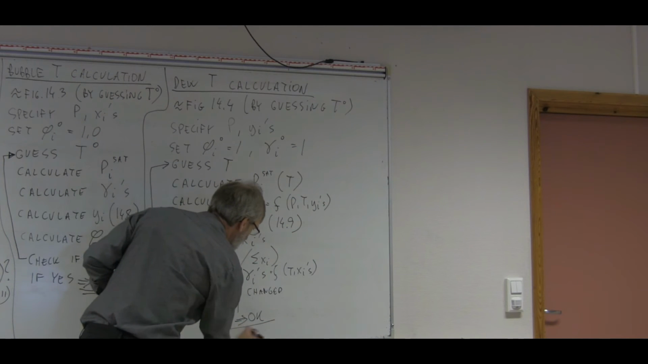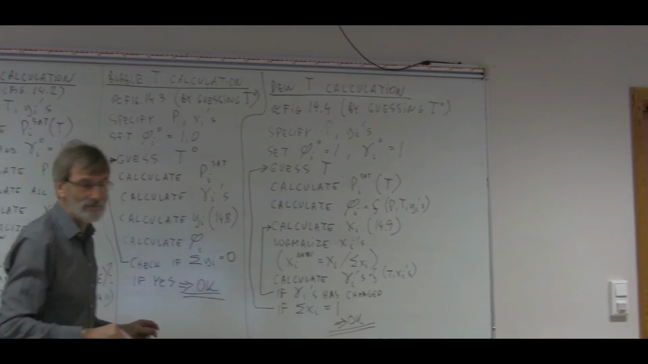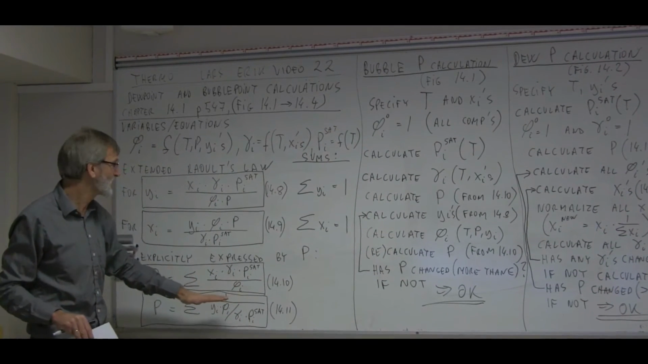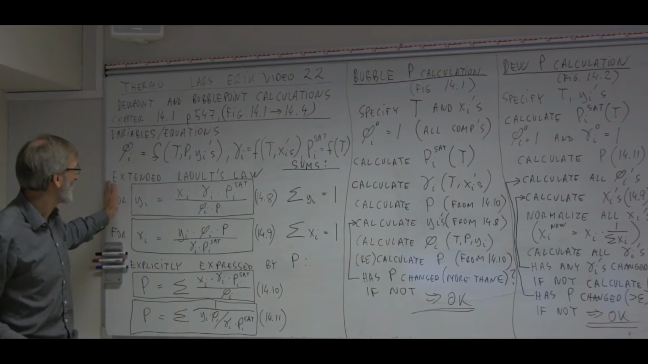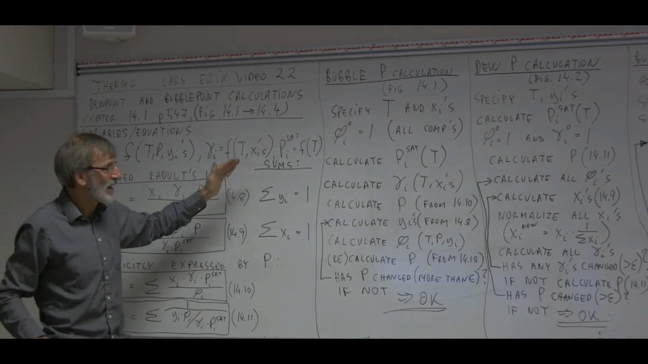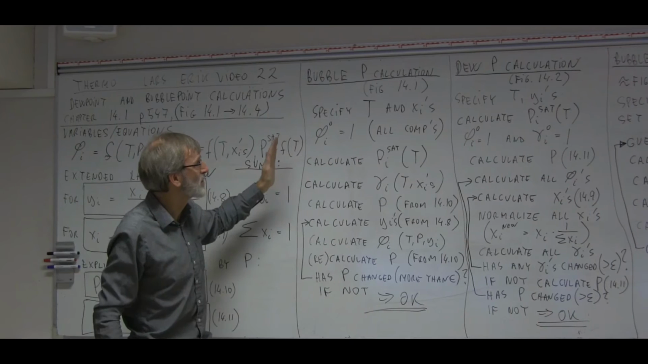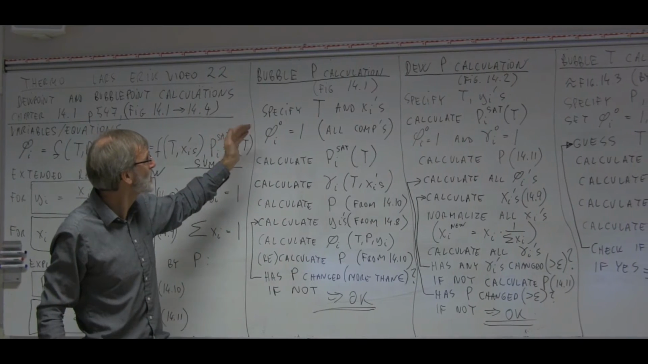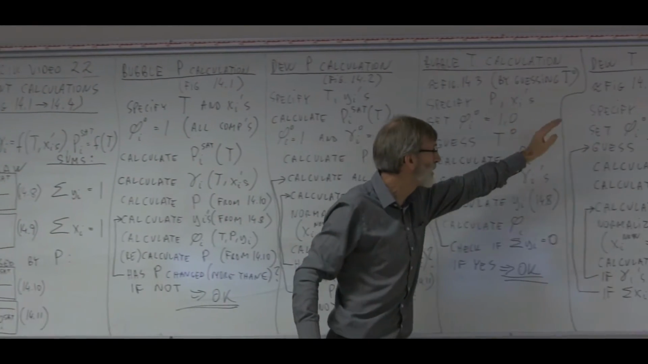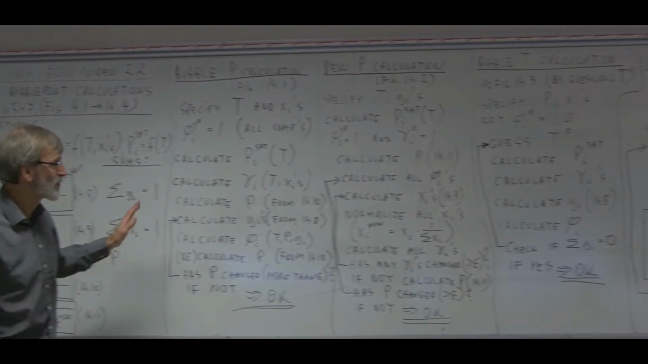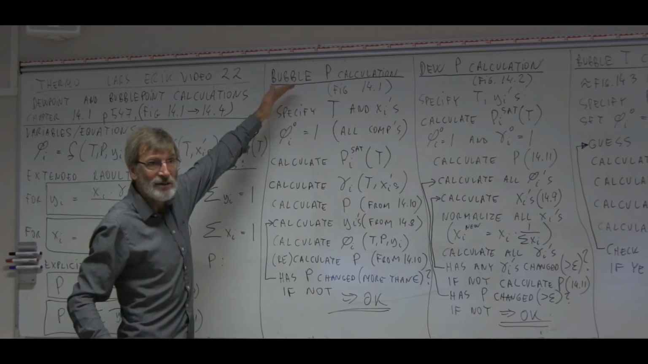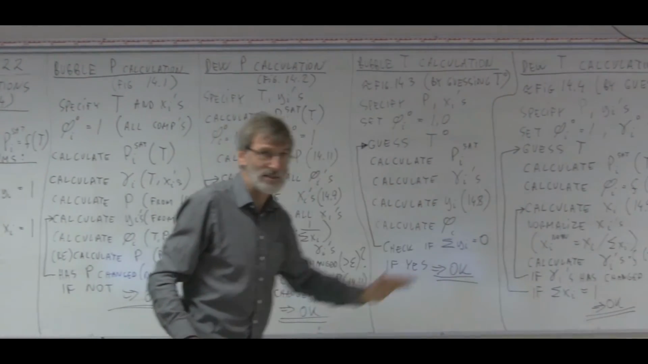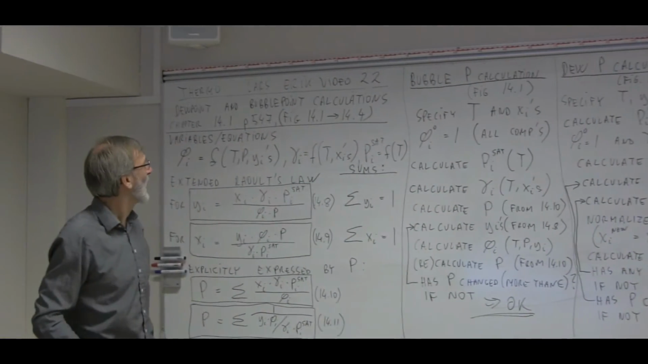And what I have done is that I have presented some working equations, which is based on an extended Raoult's law, and I have shown the principles for these 4 types of bubble and dew point calculations: bubble P, dew P, bubble T, and dew T. And I have also tried to show that the bubble P calculation is the simplest, and then we have increasing complexity of these calculations. So this is the end of video 22.